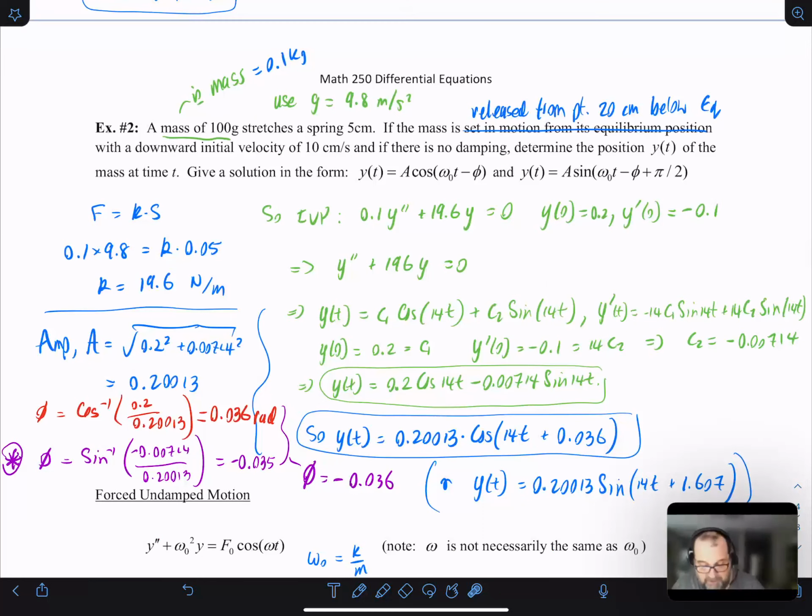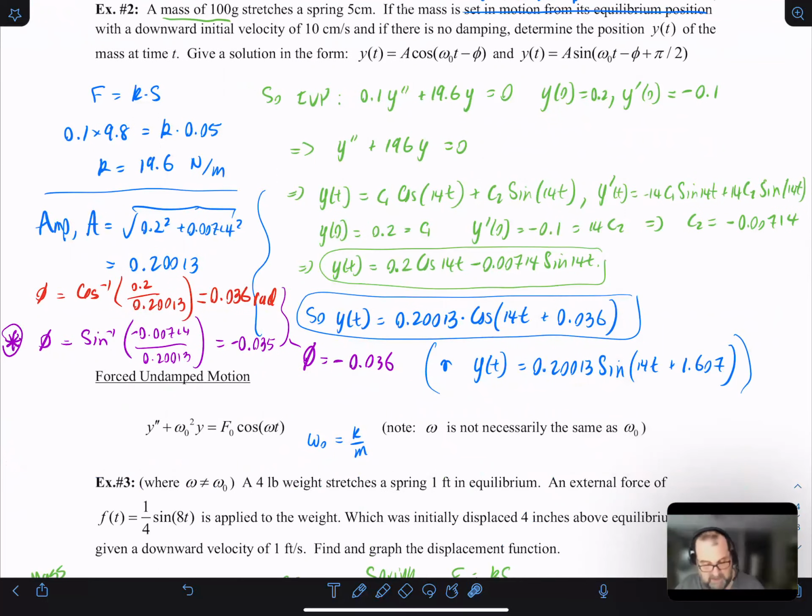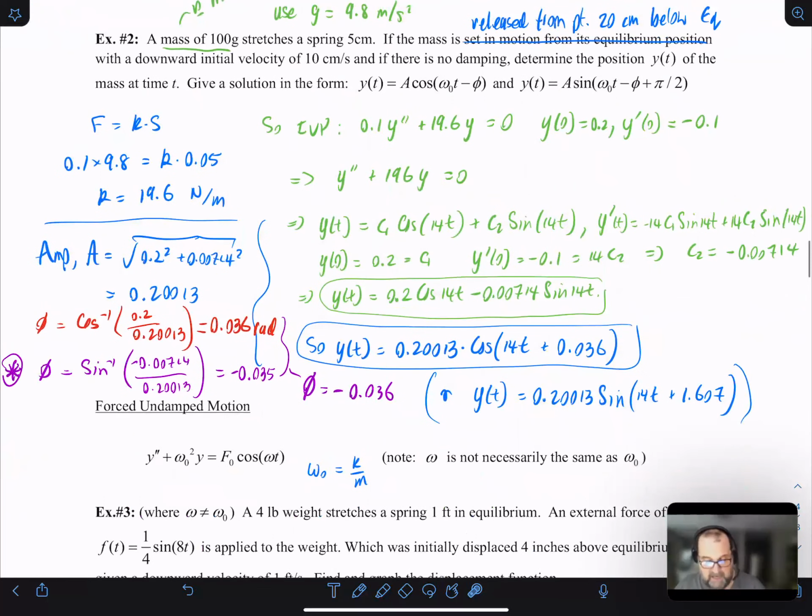So we are ultimately to give our solution in terms of just cosine and just sine. So that's sort of the exercise here. So let's go through that here. Again, the first thing we need are our parameters.